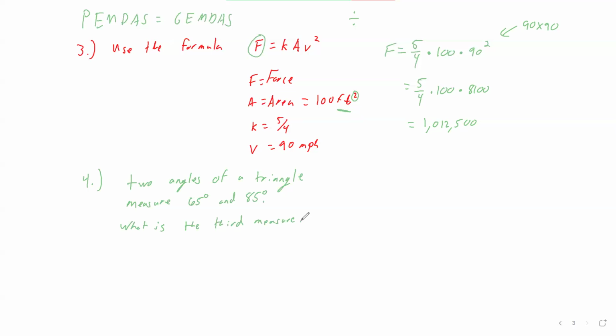Anybody know? 180. So they are expecting you to remember that angle A plus B plus C will equal 180. So this is for a triangle.